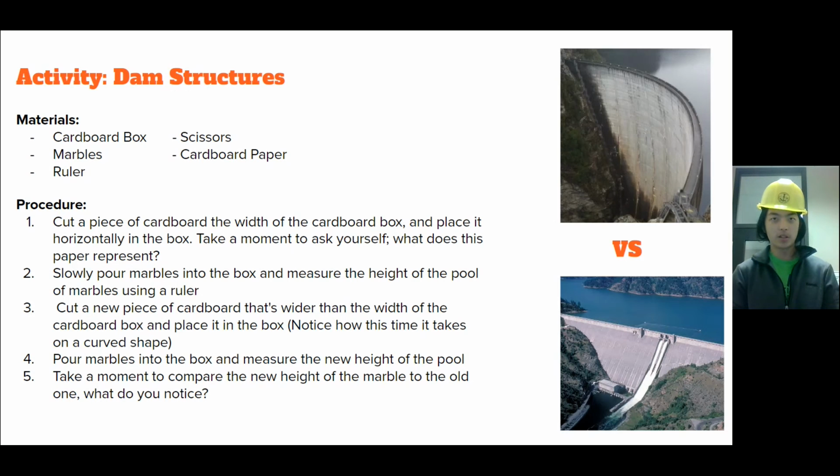Next, you're going to cut a new piece of cardboard paper, but this time you're going to make it slightly wider than the dam. So when you put it in, it has to curve in a concave, curved arch shape. Now you're going to do the same thing by pouring your marbles into the box until your dam fails. Once it fails, take the height of the new marble height once the dam wall collapses.